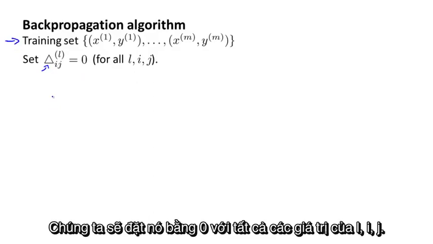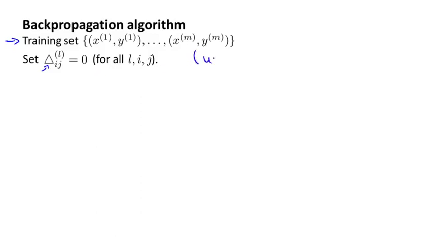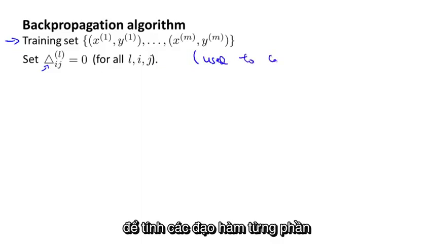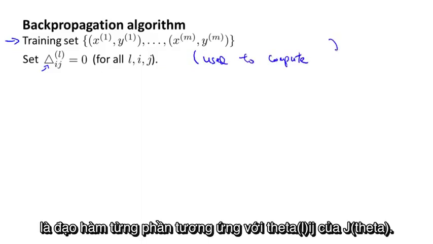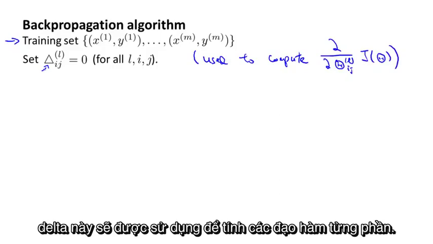We're going to set this equal to 0 for all values of L, i, j. Eventually, this capital delta L ij will be used to compute the partial derivative of J of theta with respect to theta L ij. As we'll see in a second, these deltas are going to be used as accumulators that we slowly add things to in order to compute these partial derivatives.